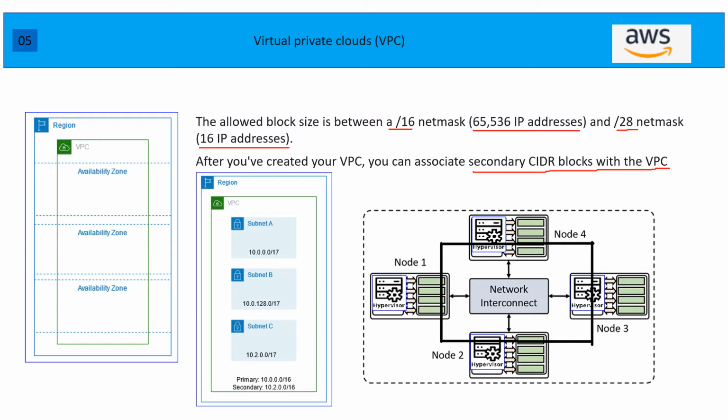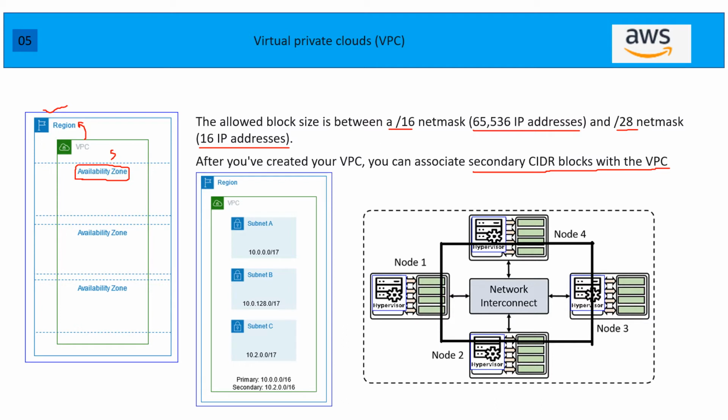So let's take a look at how it looks. On top of that, you are going to have a region. Under the region, you are going to have the availability zone. And this VPC that you create is attached to a region. And the subnets that you create are going to attach to an availability zone.